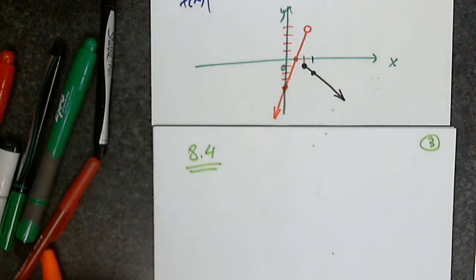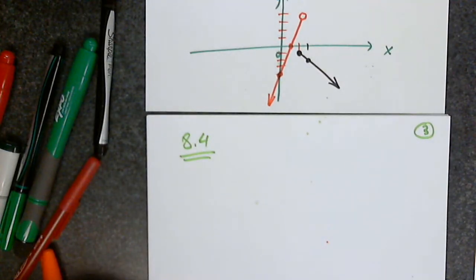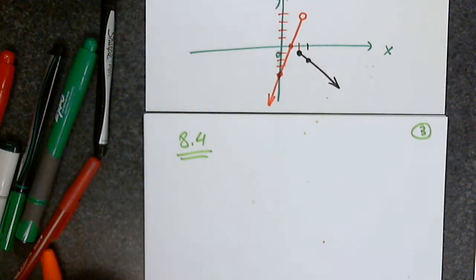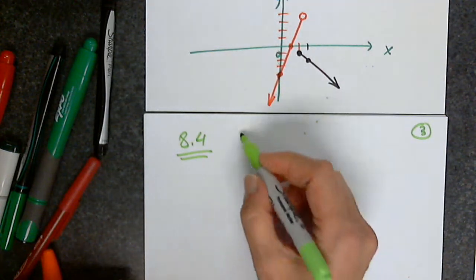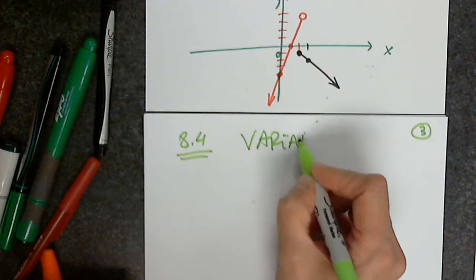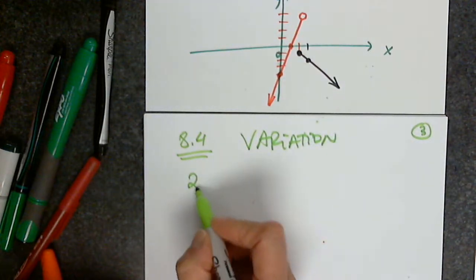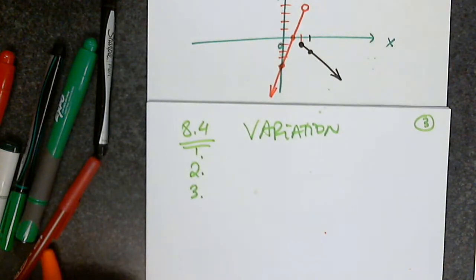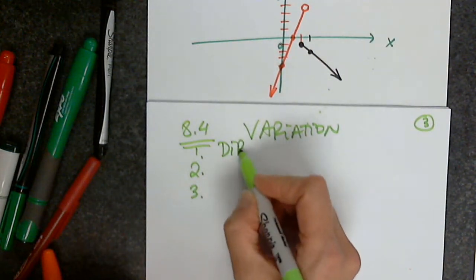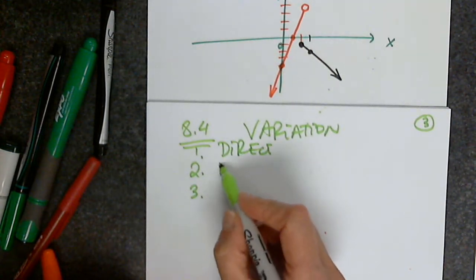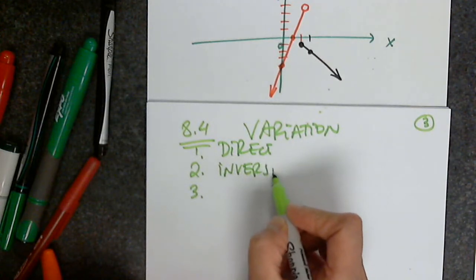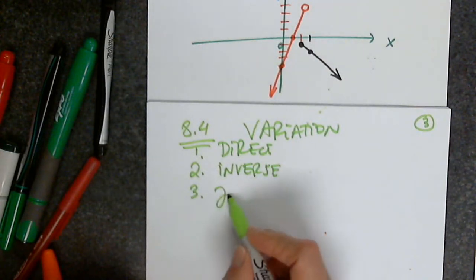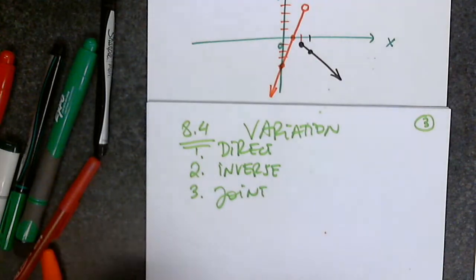Section 8.4 is the last section for test 1. 8.4 deals with relationships between variables. It's called variation. There are 3 types: type 1, direct; type 2, inverse; and type 3, joint. What does this mean?